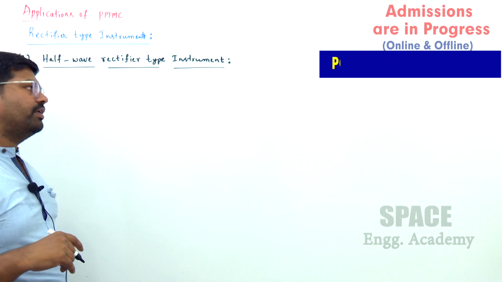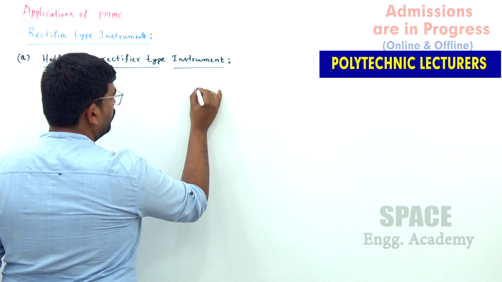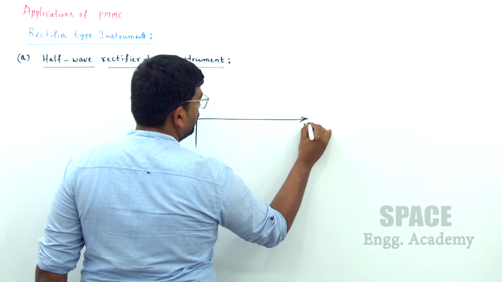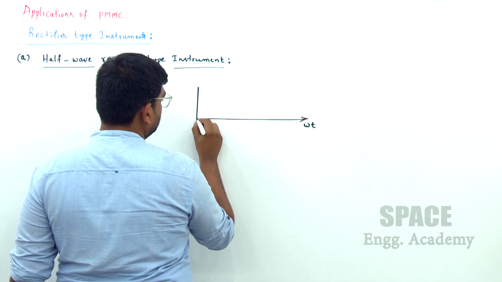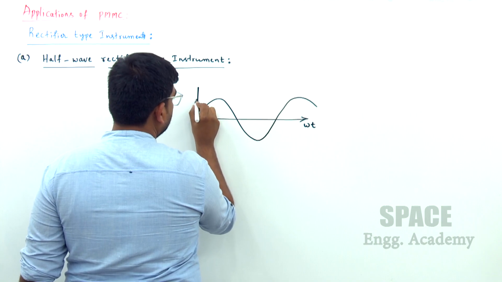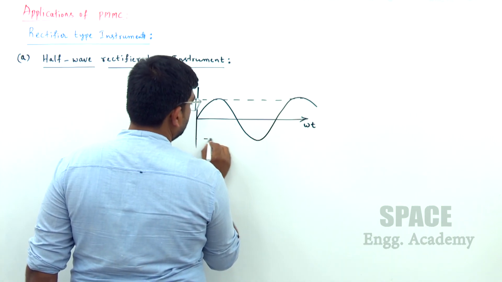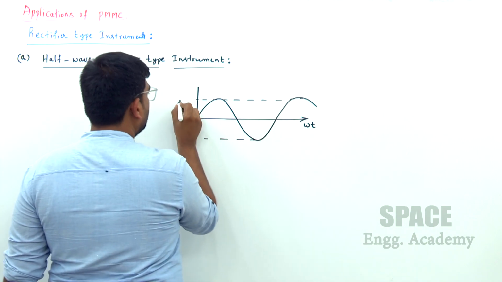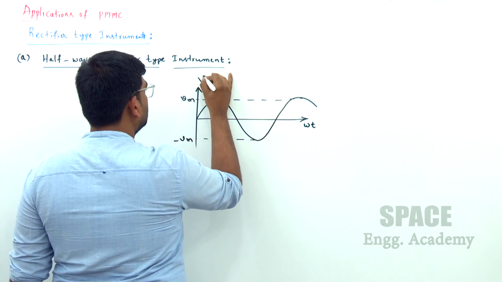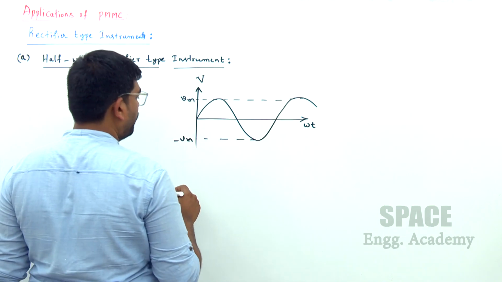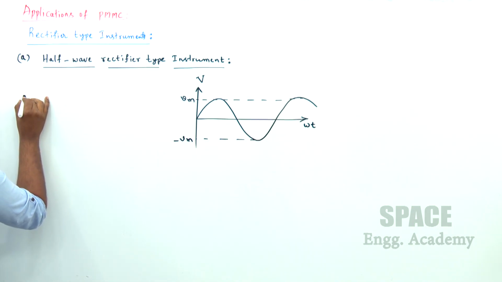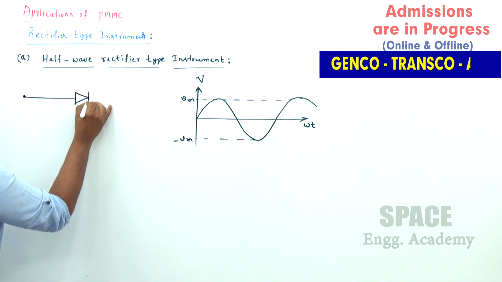Simply we use one diode here. Suppose we are following a standard sinusoidal signal, which we give to our circuit, like this. It is continuous like this, with peaks Vm and minus Vm. So this is our supply voltage V, which we are giving to our circuit. So only one diode is enough.